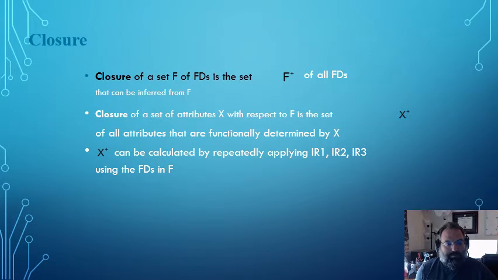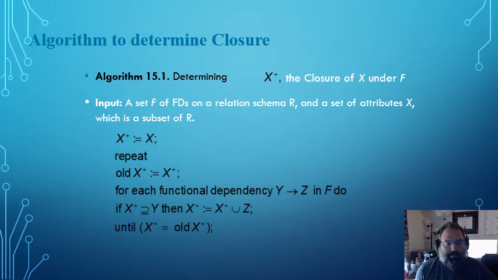A closure of a set of functional dependencies F is the set F plus all FDs that can be inferred from F. A closure of a set of attributes X with respect to F is the set X plus, of all attributes that are functionally determined by X. X plus can be calculated by repeatedly applying IR1 through 3 using the functional dependencies in F. Algorithm 15.1 is for determining X plus, the closure of X under F. The input is the set F of functional dependencies on the relational schema R, and a set of attributes X, which is a subset of R. Start with X plus equal to X, and then repeat, and so on.